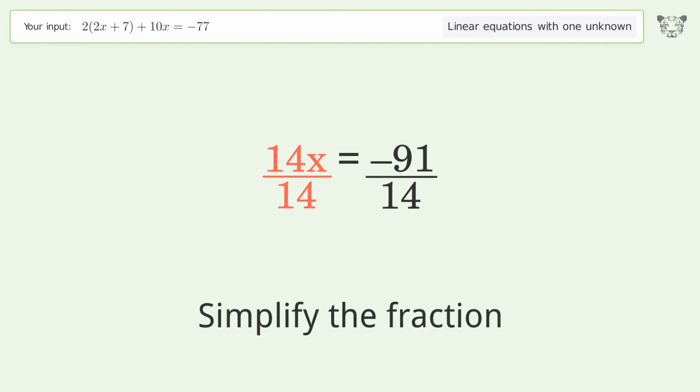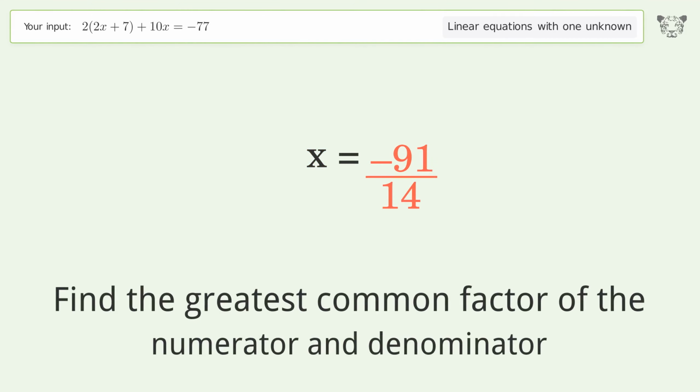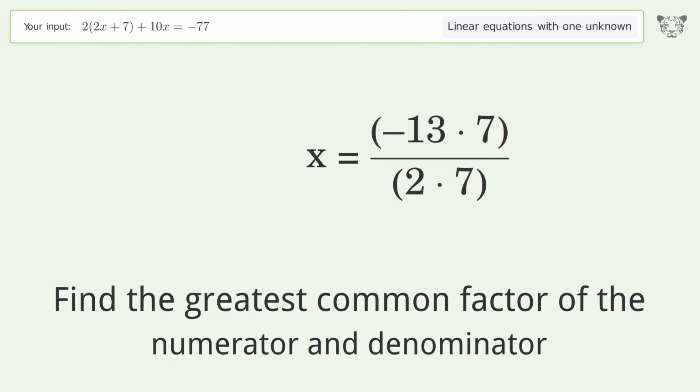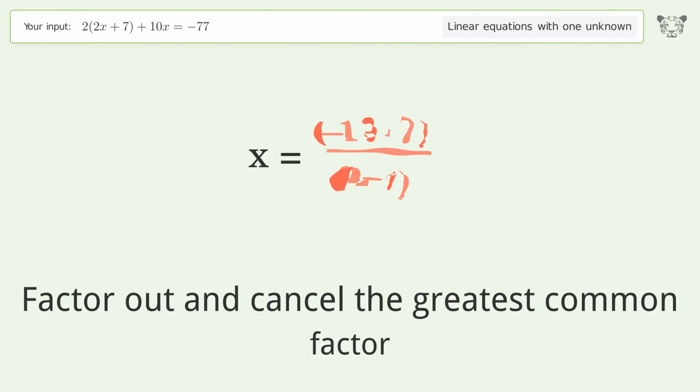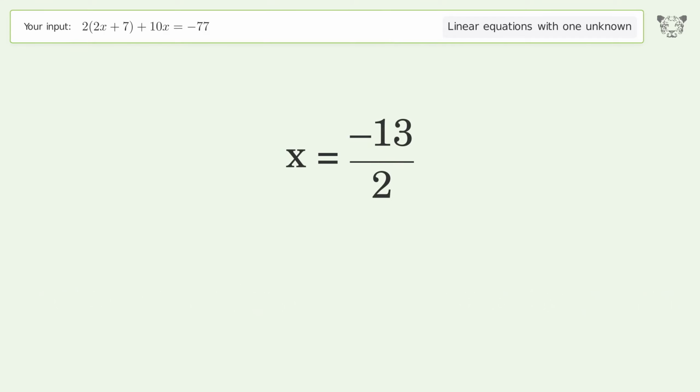Simplify the fraction. Find the greatest common factor of the numerator and denominator. Factor out and cancel the greatest common factor. And so the final result is x equals -13/2.